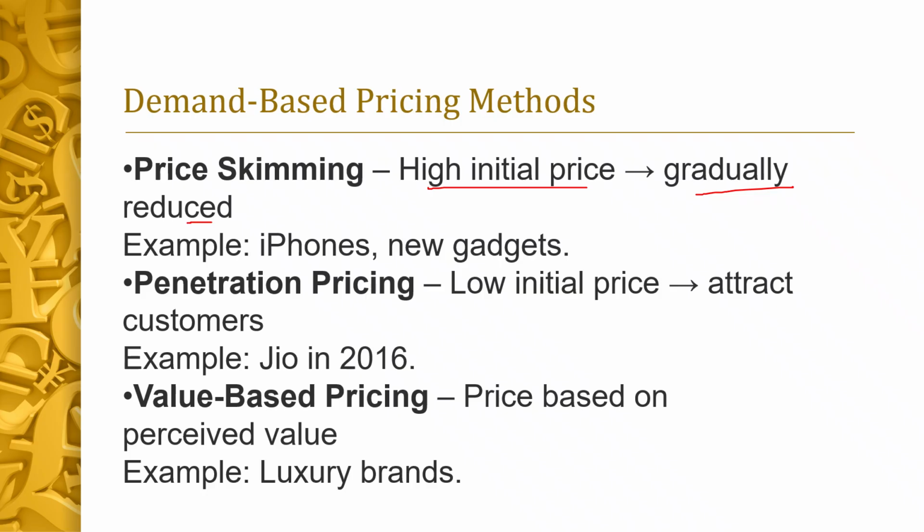So initially at the time of launch, the price is generally on the higher side, and then gradually we taper it down, we reduce it. For example, the iPhones use this price skimming model, or whatever new gadgets come, because it is new in the market. So to create that buzz, they keep high prices initially and then they gradually reduce the price. That is why it is called the price skimming method.